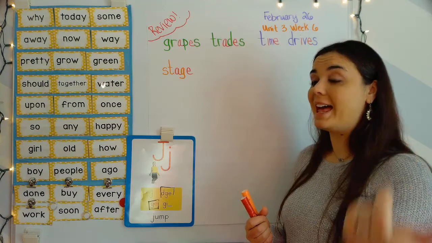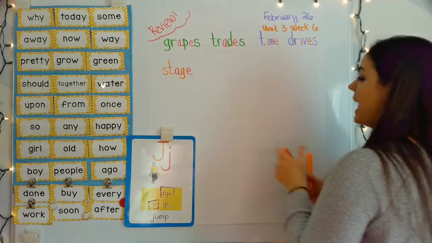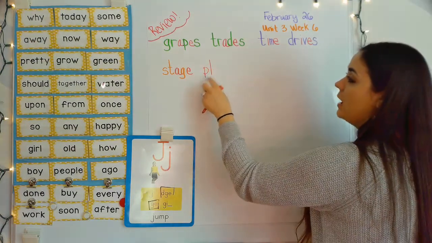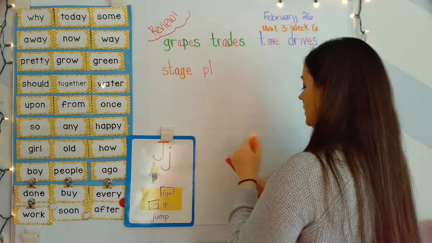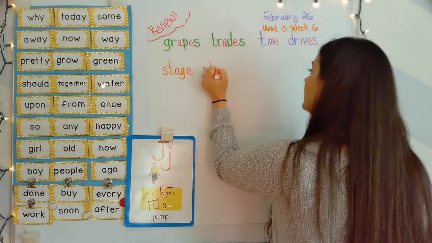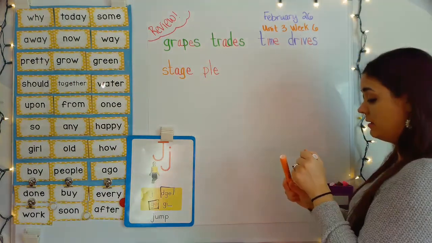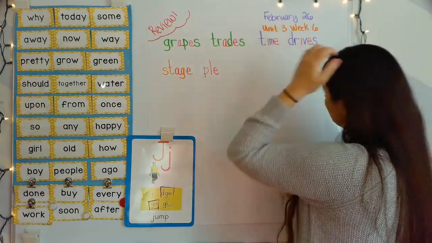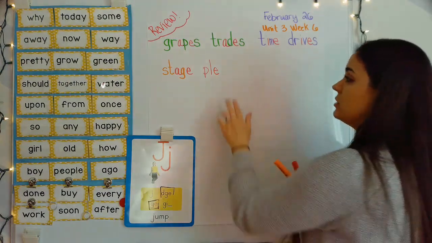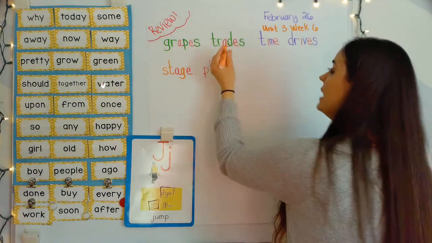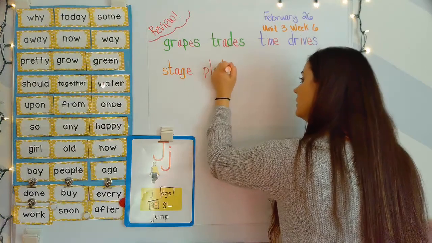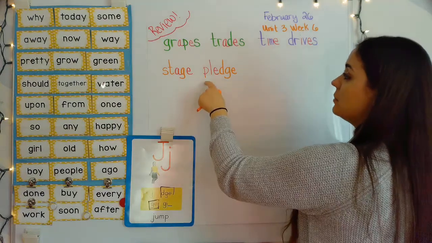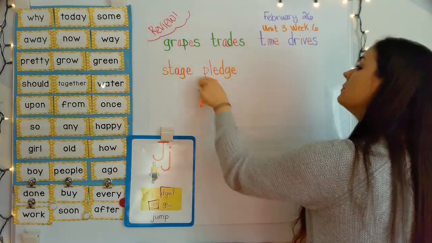Pull. Ja. Pledge. P-L, pull. E says eh, because there's nobody, we're not going to have E blank E. So it's not long E, just short E. Pull. DGE. Ja. Pull ja. Pledge.